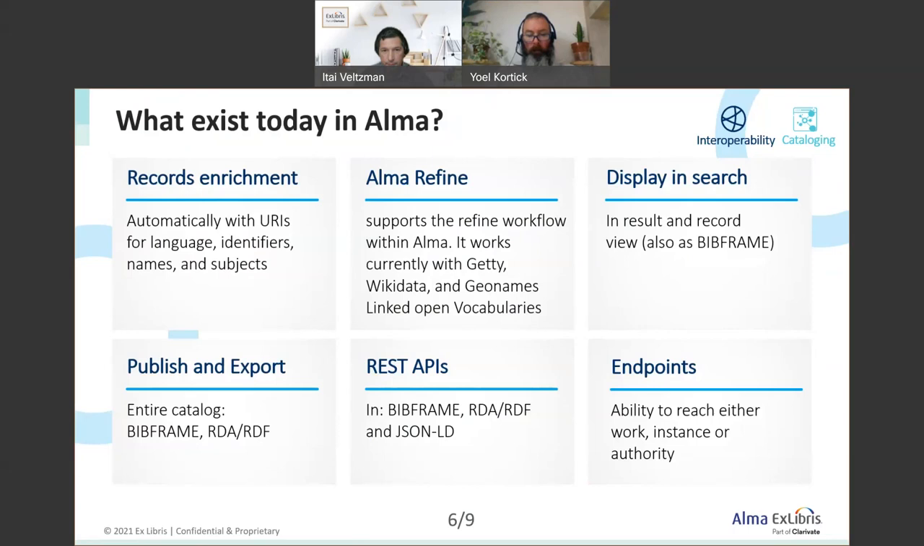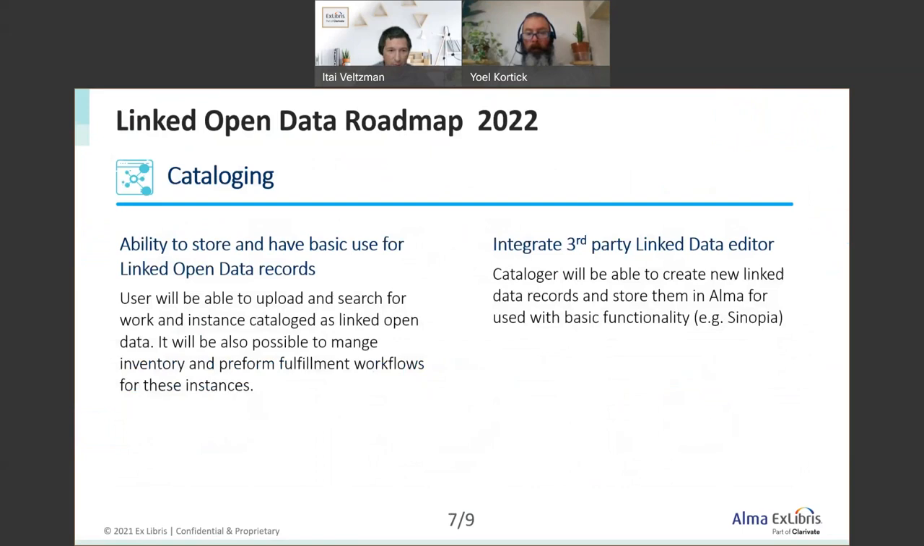So what we are focused on in 2022, which is happening right now, we're actually in the process of it. First is the ability to have linked open data, you might call it records, graph, or another way, inside Alma, being able to reach it, perform searches, and use it in fulfillment workflows and other basic workflows that we are talking about. That's something that is already on the move and being developed, and it's relatively straightforward because Alma is a multi-format system.